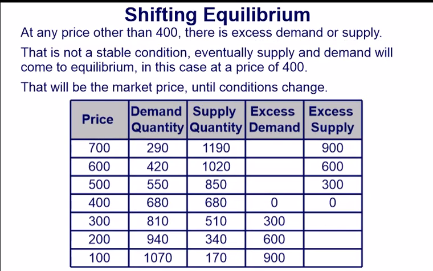At any price other than 400, there is excess demand or supply. That is not a stable condition. Eventually, supply and demand will come to equilibrium, in this case, a price of 400. That will be market price until conditions change.